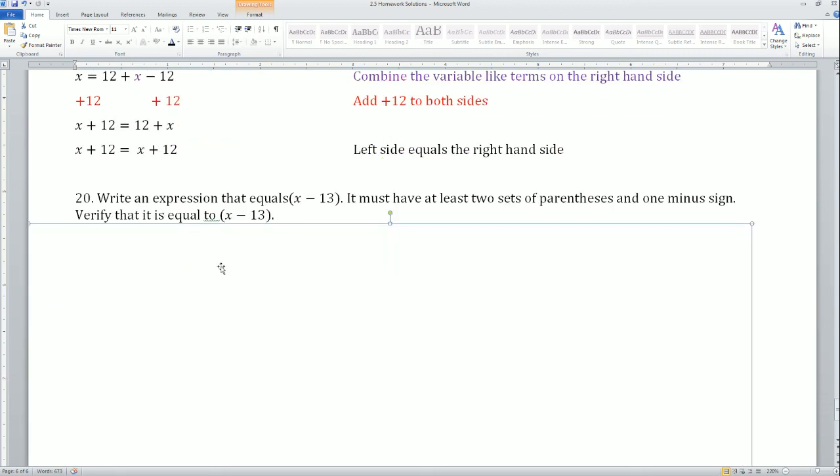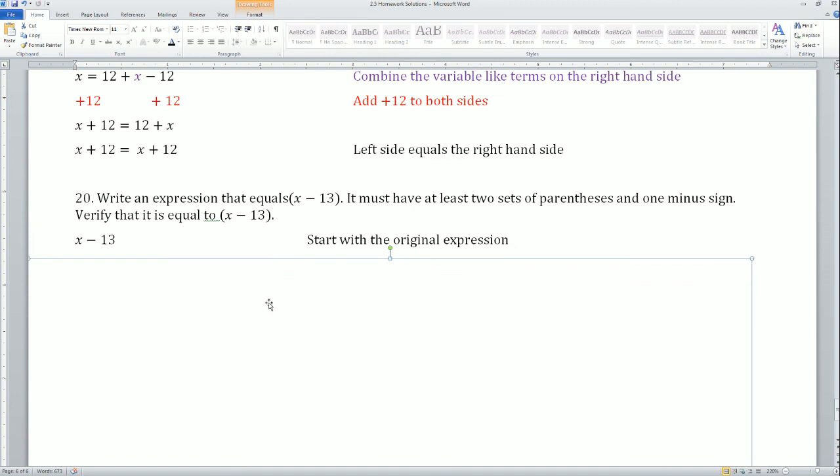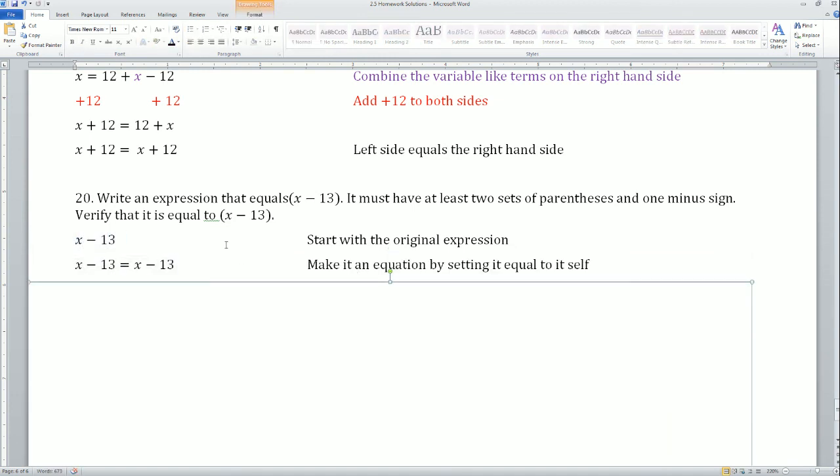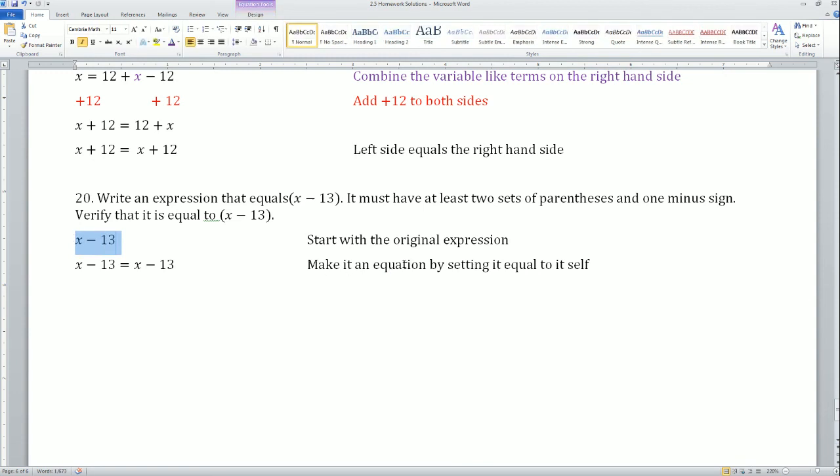Alright, 20, write an expression that equals x minus 13. You must have at least 2 sets of parentheses and 1 minus sign. Verify that it is equal to x minus 13. So you start out with the original expression, x minus 13. I make an equal sign. I make it an equation by setting it equal to itself. Okay? X minus 13 equals x minus 13.